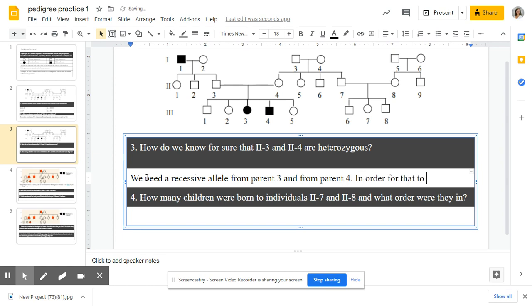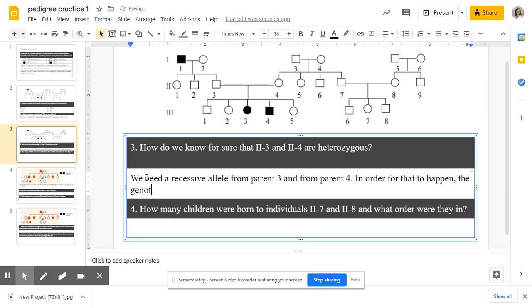In order for that to happen, the genotype needs to be heterozygous.